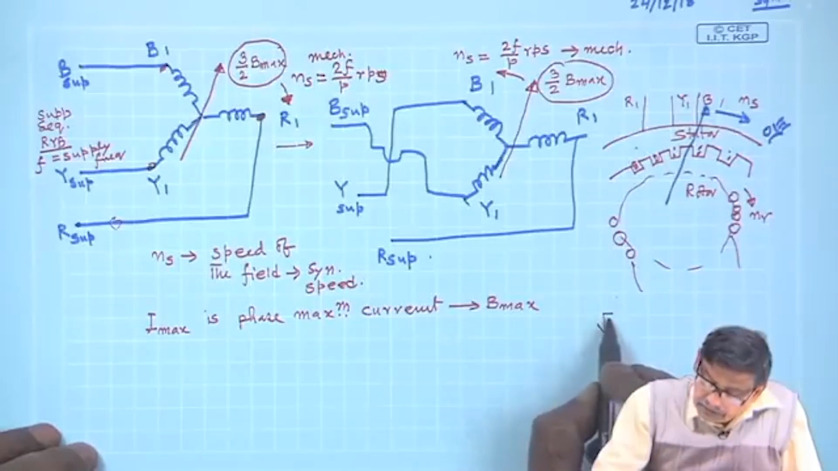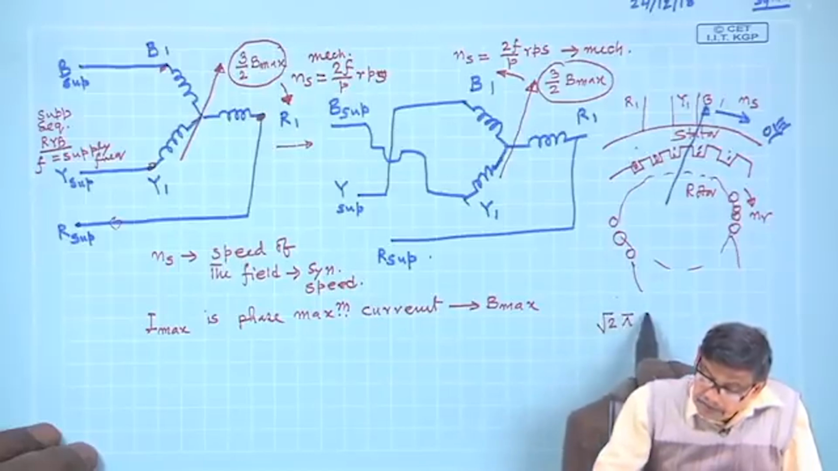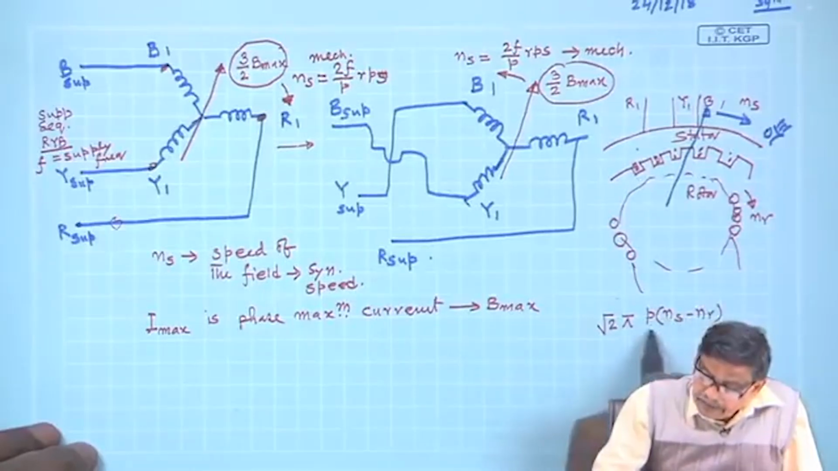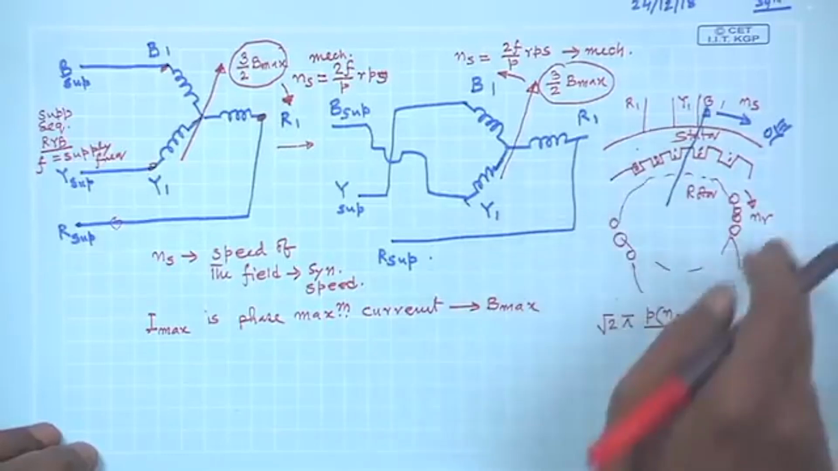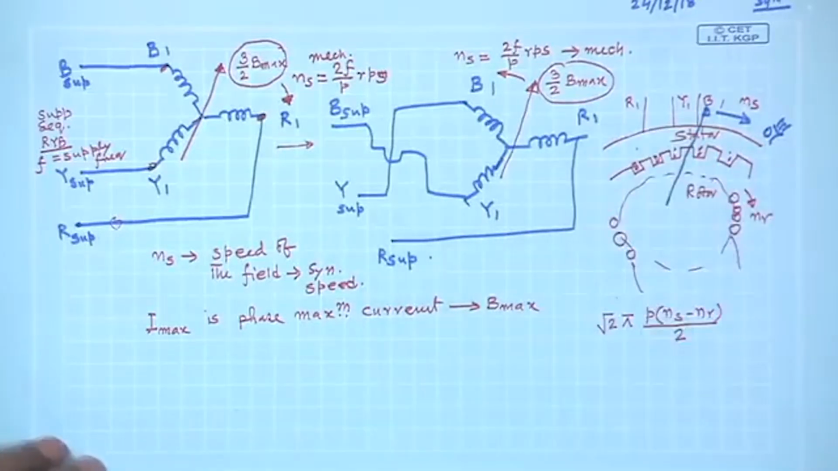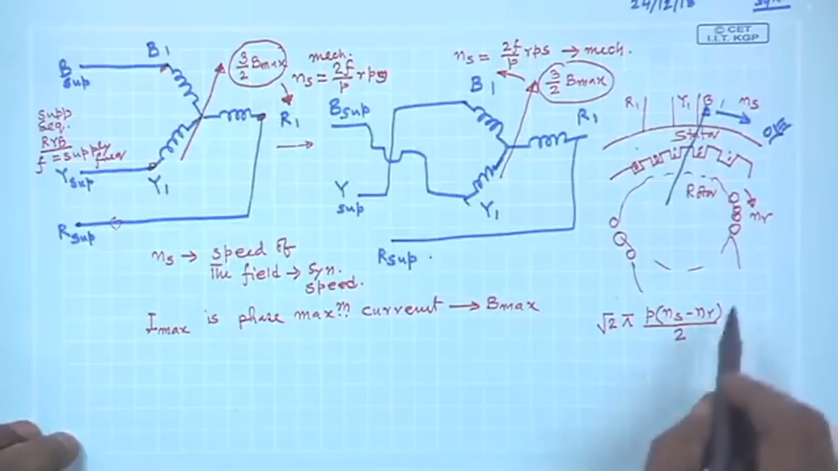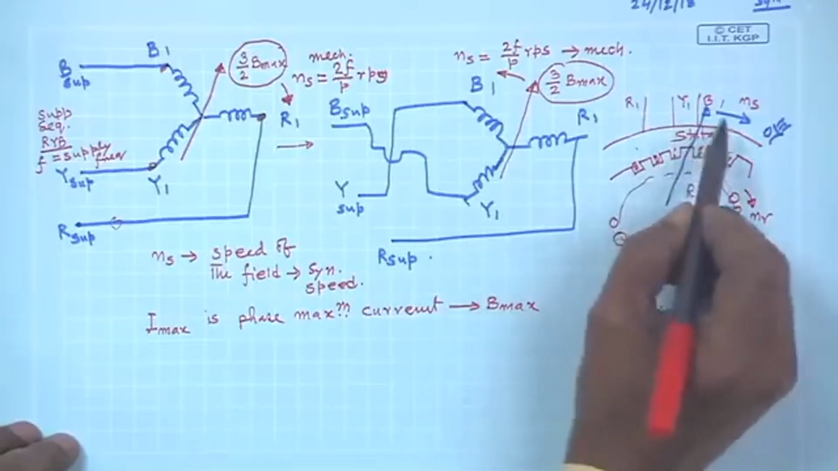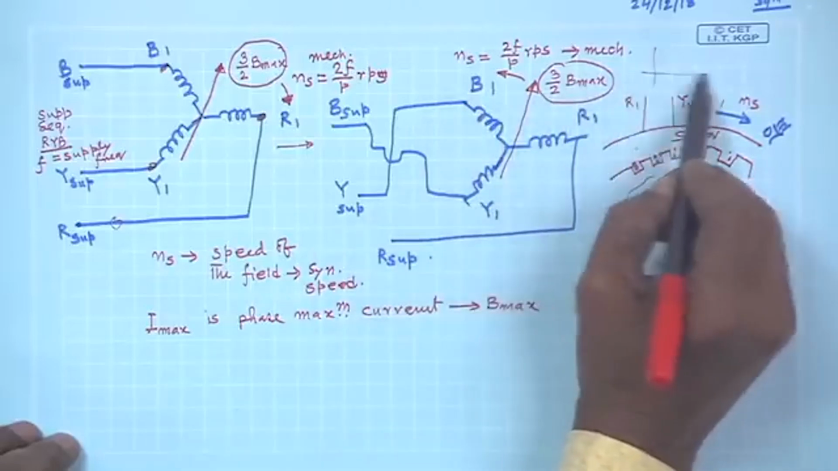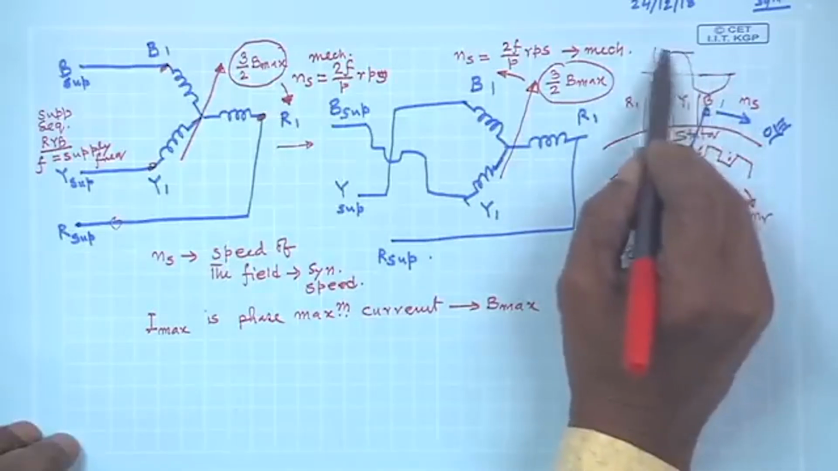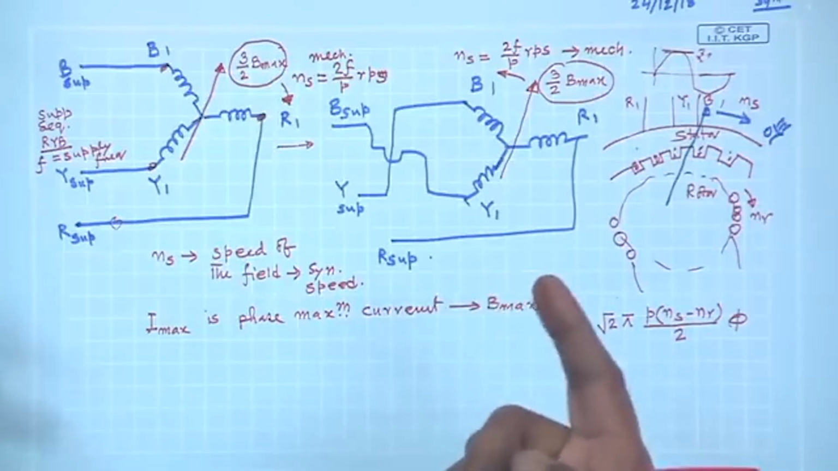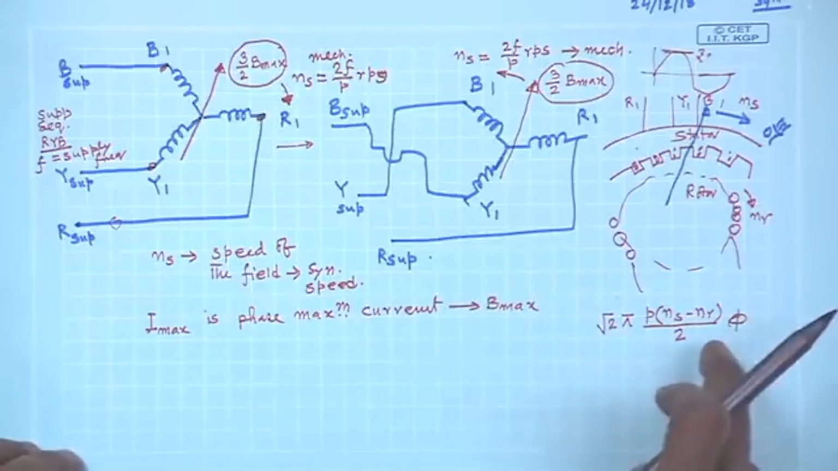That voltage will be root 2 pi times the frequency. The frequency will be decided by the relative speed Ns minus Nr, times P by 2, if it is rotating in the same direction, Nr less than Ns suppose. So, it will be this, then the flux per pole. How to calculate the flux per pole? It is some sinusoidal like this, 3 by 2 B max. So, 4 by P, that 3 by 2 B max L R will be the flux per pole.